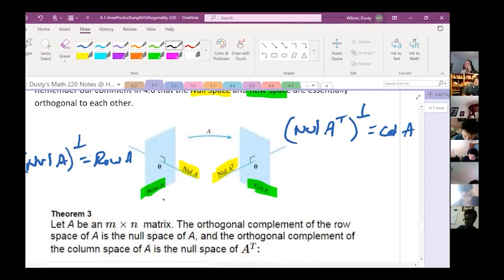So again, what is this saying? It's saying that every vector in the null space is perpendicular to every vector in the row space, or every vector in the column space is perpendicular to every vector in the null space of A transpose. What's our tool that helps us to verify that vectors are perpendicular? Yeah, the dot product.